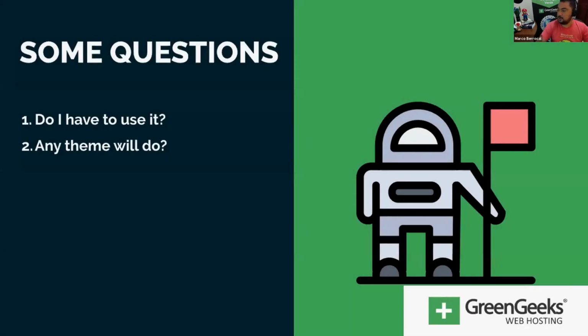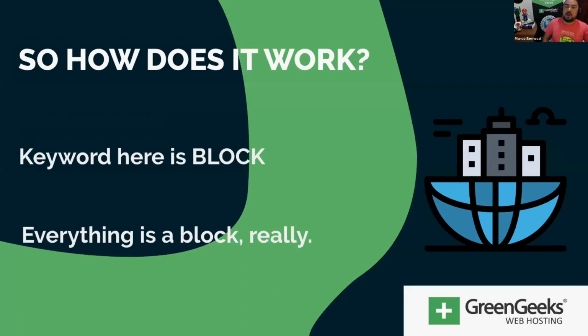Okay, so how does Gutenberg work? The keyword here is block. So everything is a block. I don't know if I heard this term somewhere, where everything is X or everything is Y, but I'm going to have to repeat it. So everything is a block.